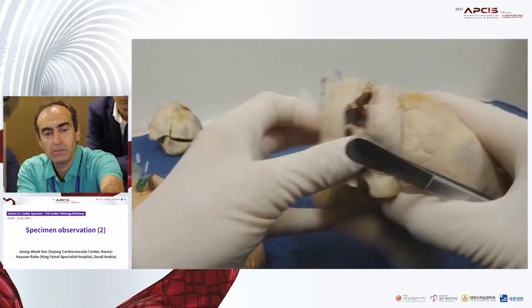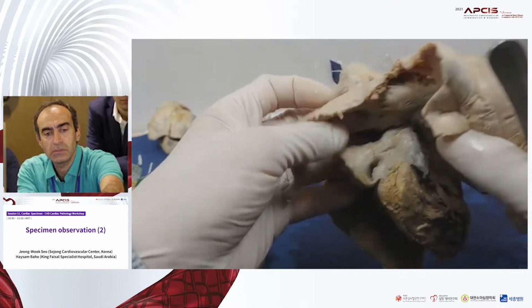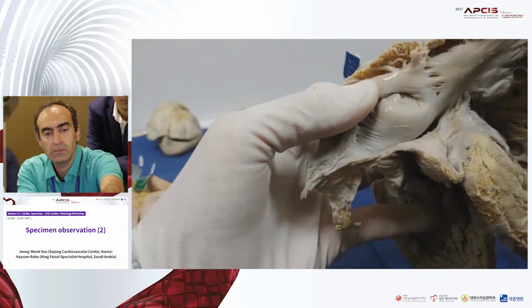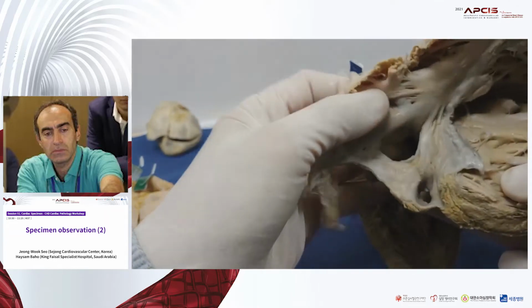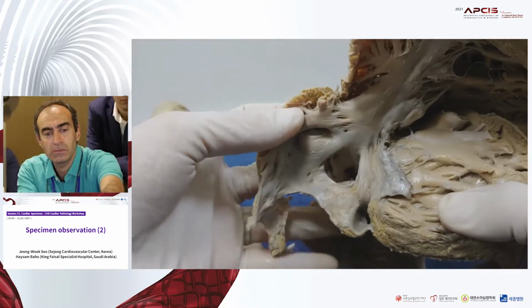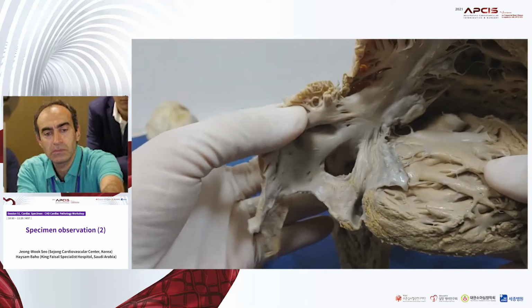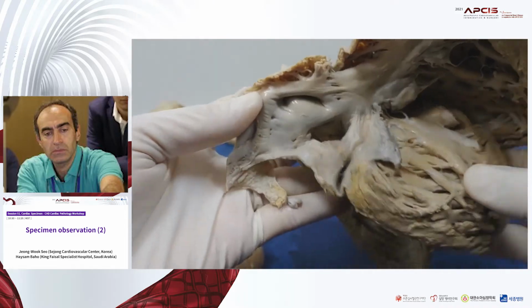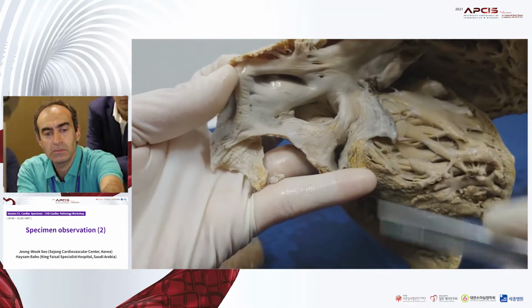Okay, we don't have a lot of specimens that have atrial septal defect since ASD is not frequently a cause of death. But we have one here, a patient with Eisenmenger syndrome that is caused by the atrial septal defect. So as you can see here, we can see the defect very clearly.